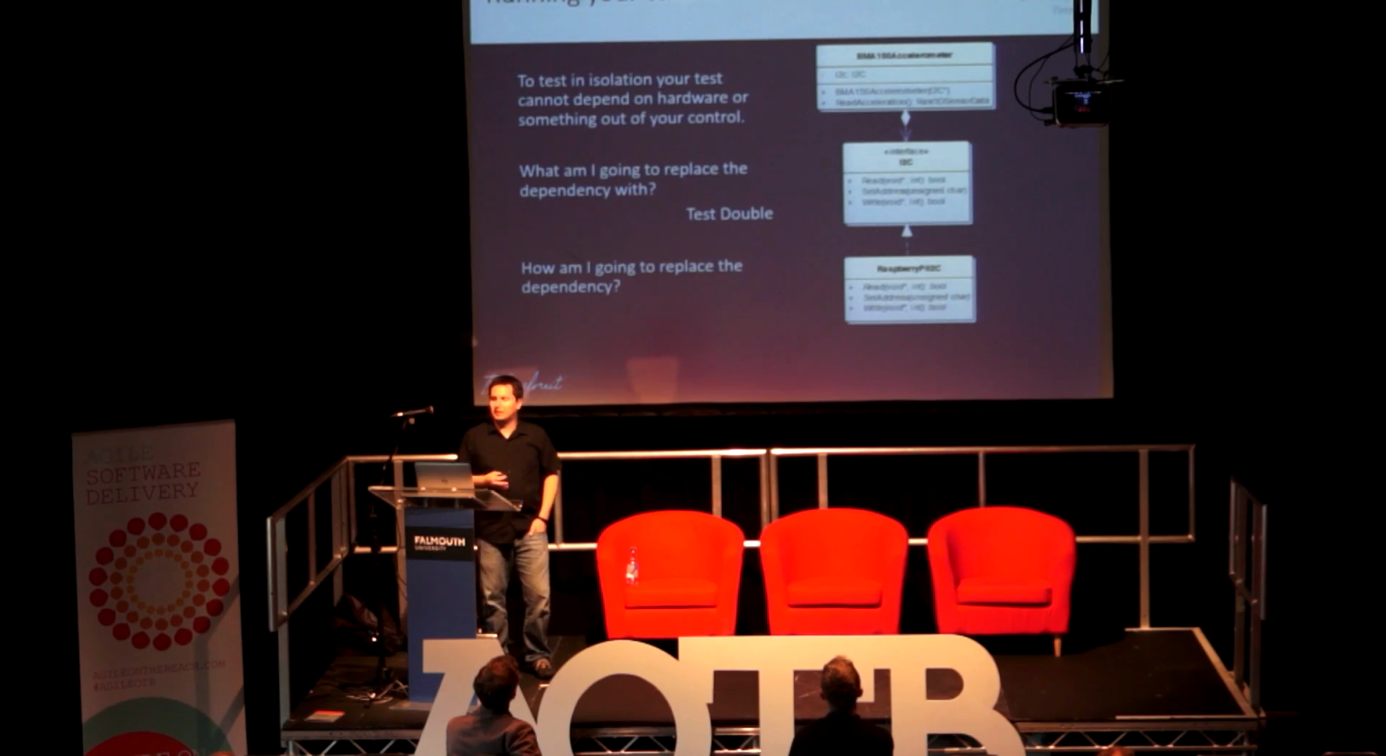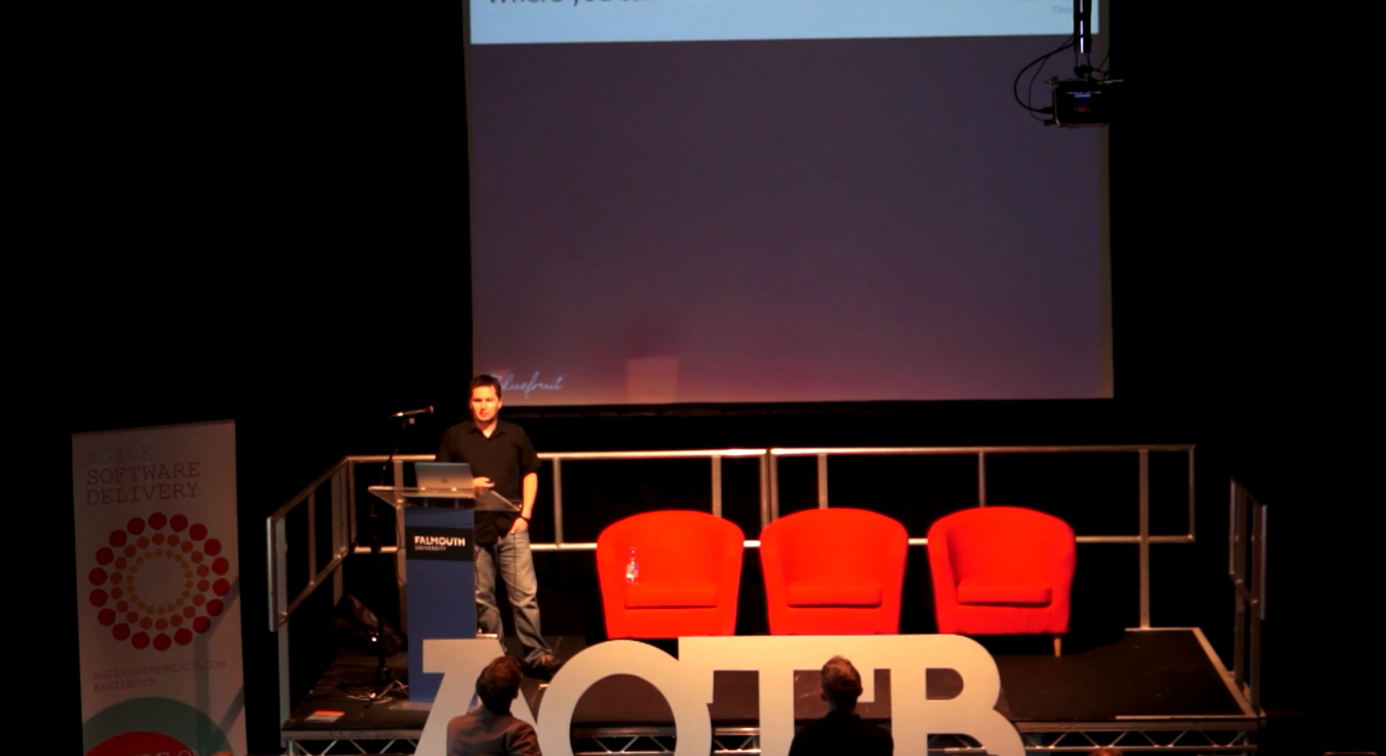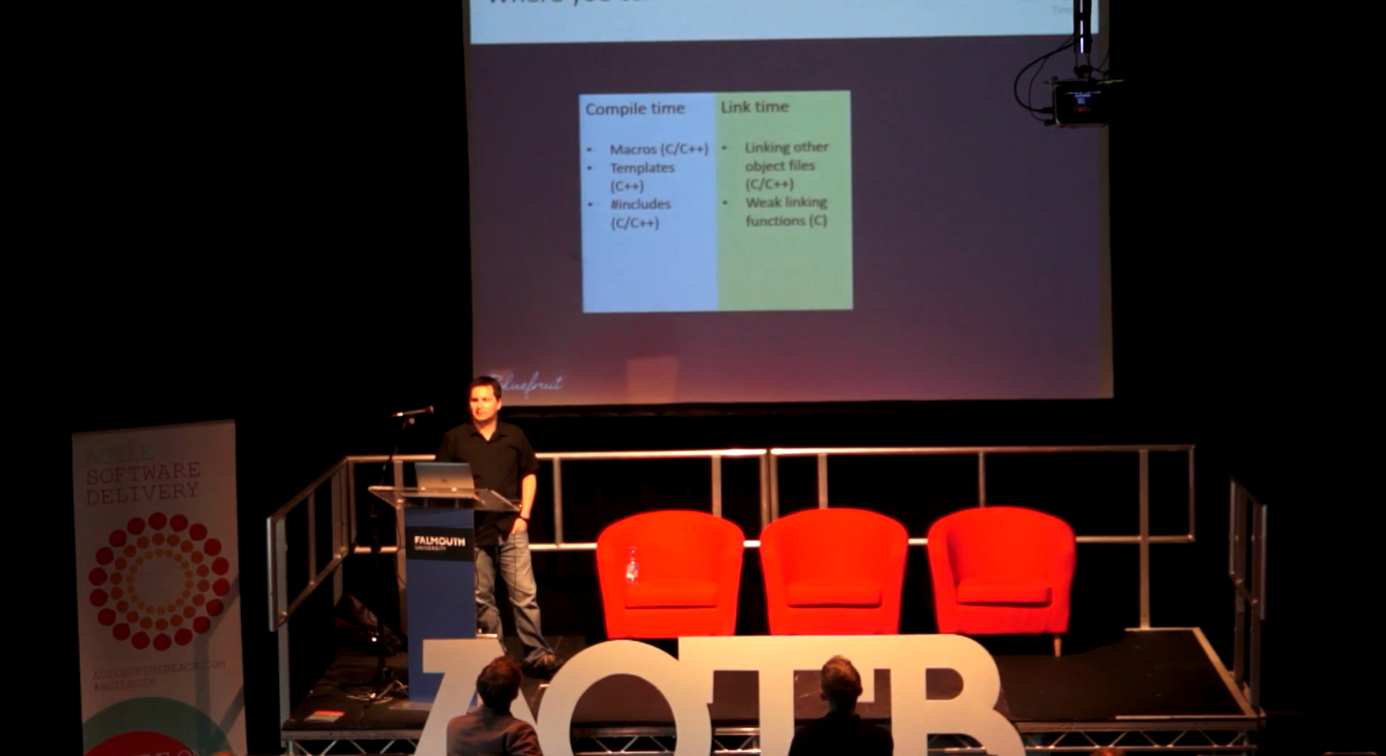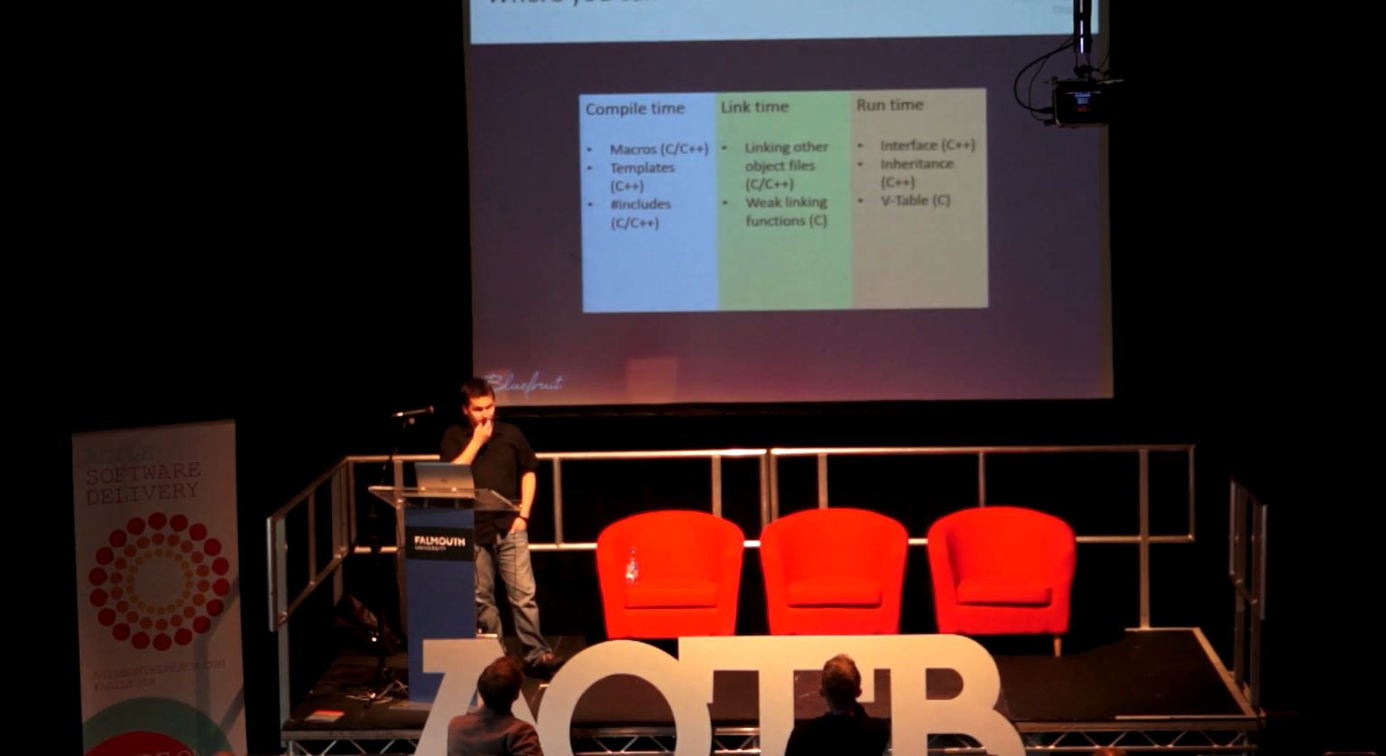So I've looked at what I can replace dependencies with, but how can I replace them, and what effect does that have on my code and tests? So in C and C++, there are 3 times you can insert test doubles: at compile time, at link time, and at runtime. And there are various techniques you can use at each point.